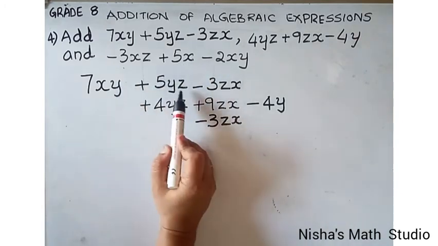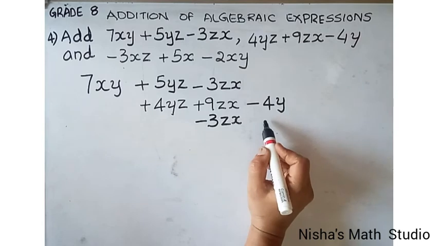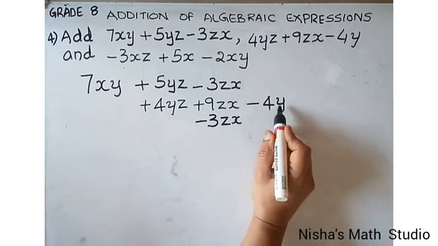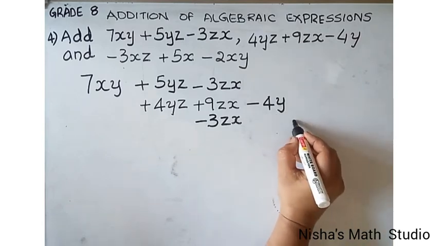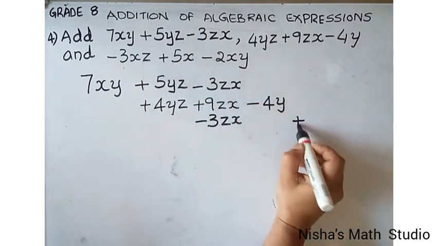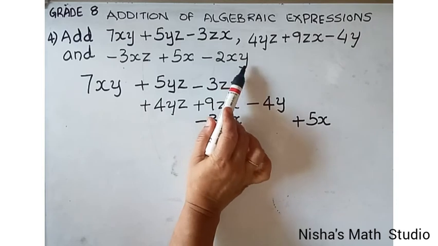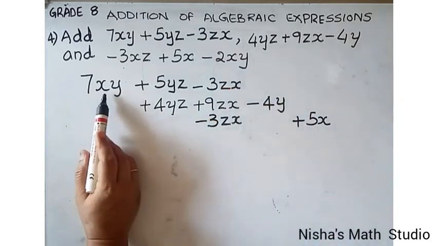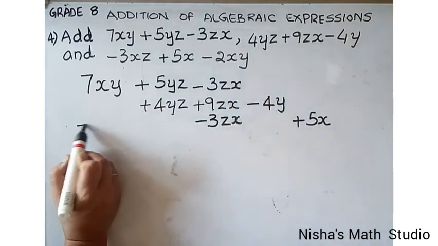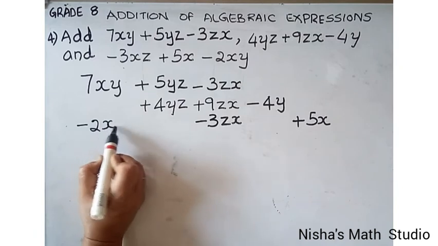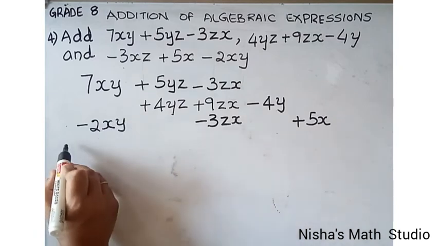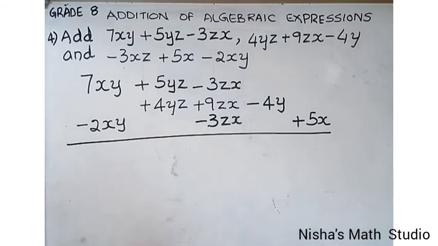Do we have x anywhere here? No. So I should not write it below this also. Remember, this is y. I will write it here. That is plus 5x. Then you have minus 2xy. xy term is here. So I am going to write it minus 2xy. And we are going to add it.